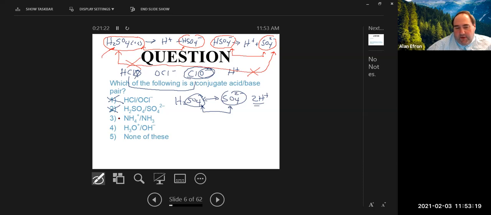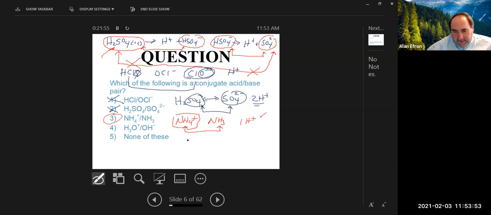Okay, so when we look at NH4 plus and NH3, the difference here is one H plus. So that is a winner there. Again, you could look at it one of two ways. You can take the H plus off of this one, and you're left with NH3. When you take off the plus, you become one more negative, so plus one minus one, you end up with NH3. Or you can put the H plus onto the NH3 and you'll end up with NH4 plus. So this one is good.